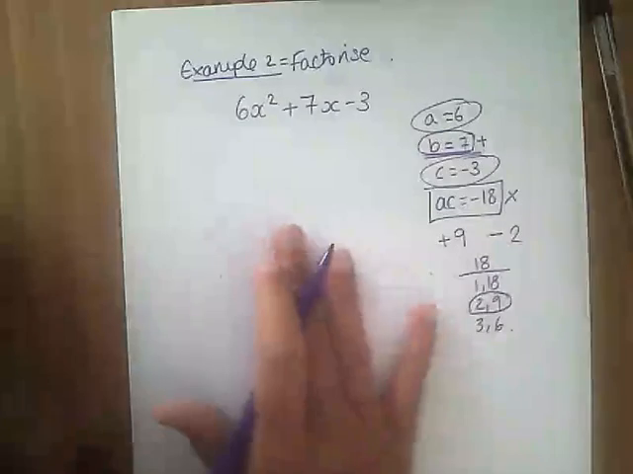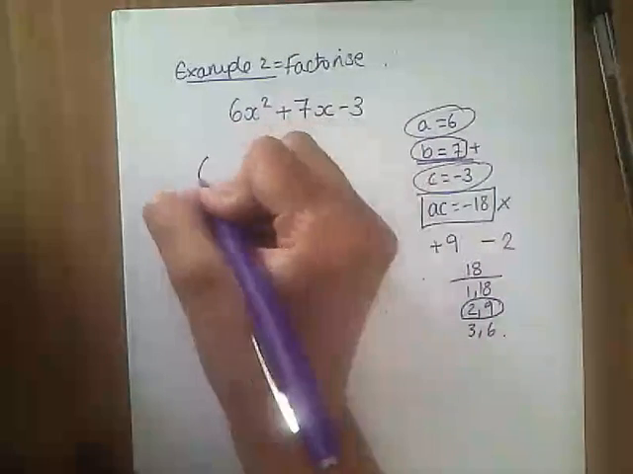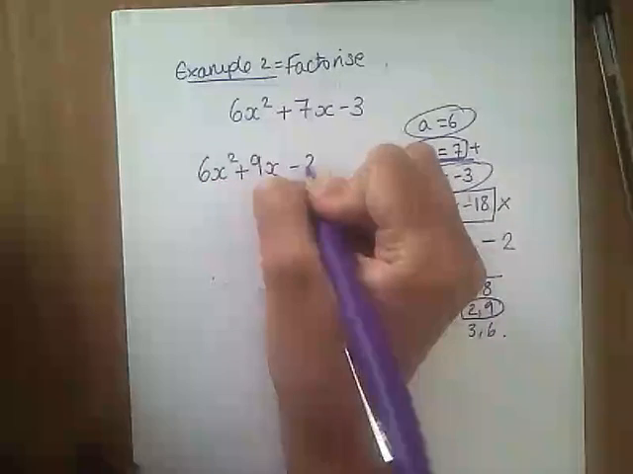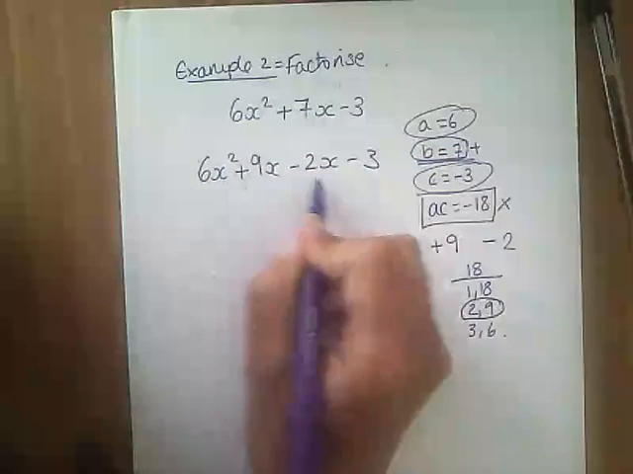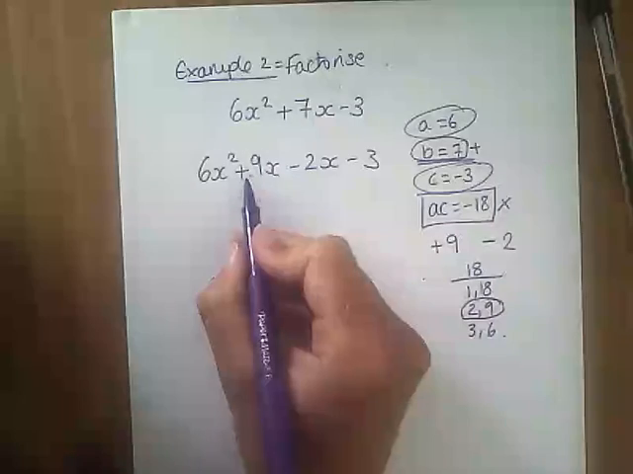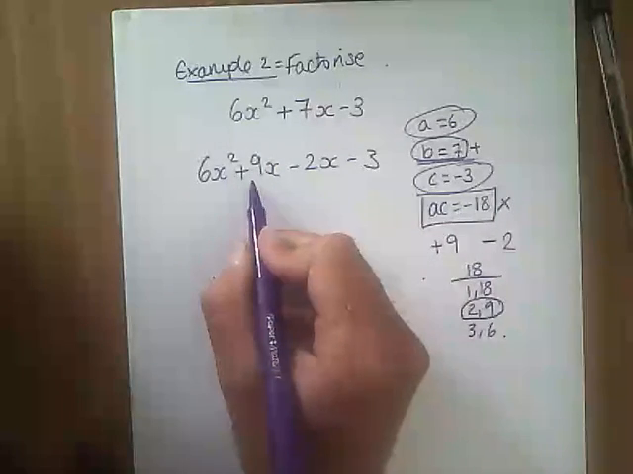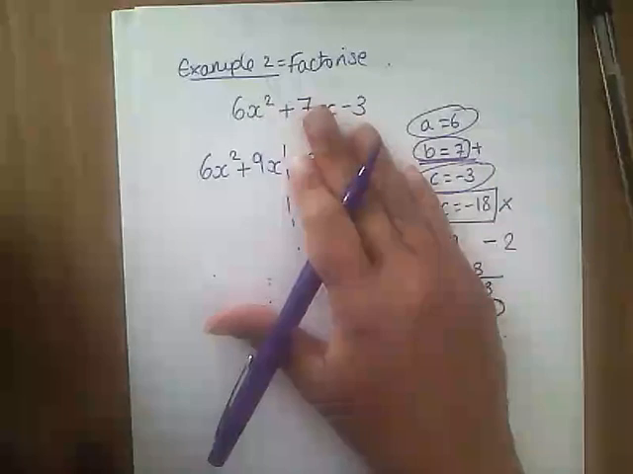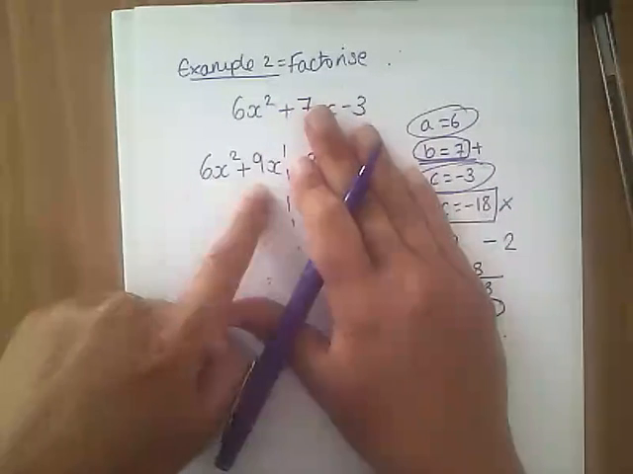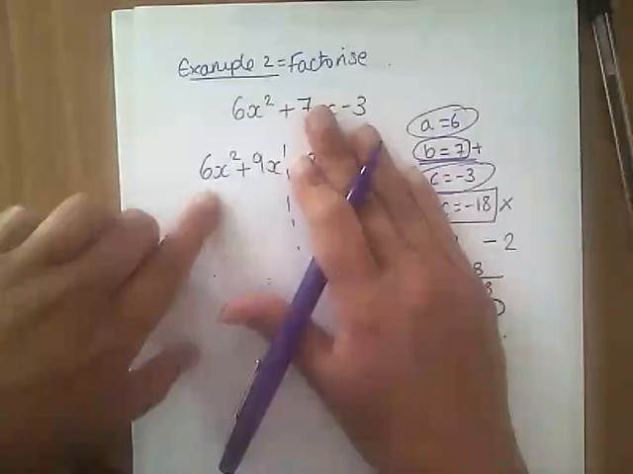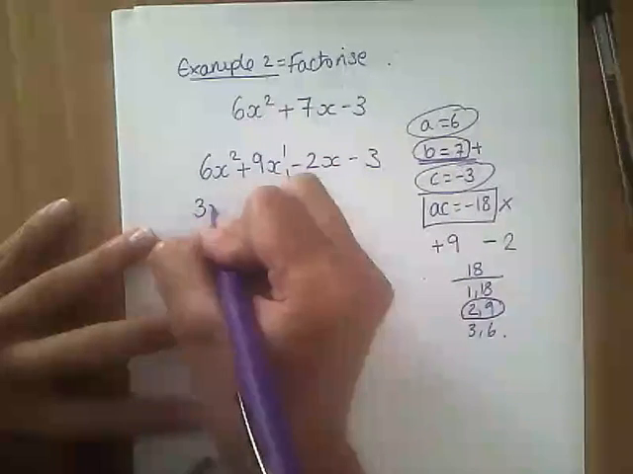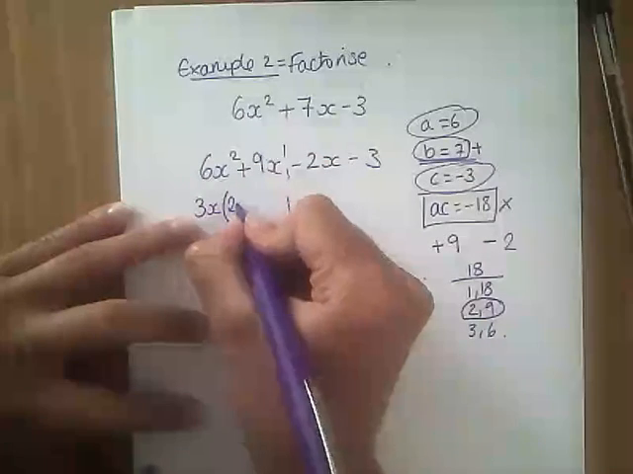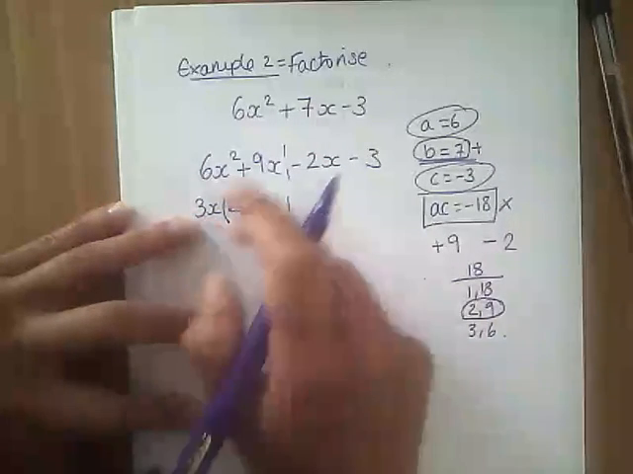So same thing, we're going to rewrite this equation, but we're going to split the middle bit into plus 9 and minus 2. Okay, doesn't matter which way around you write those, as long as you've got the plus with the 9 and the minus with the 2. Right, line down the middle. Ignore this side, we're going to factorise this into a single bracket. So what's common to 6x squared and 9x? 3x. Open your bracket. What do I have to times 3x by to get 6x squared? 2x.